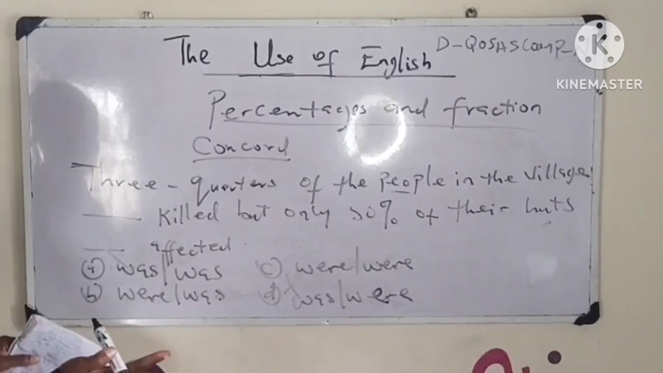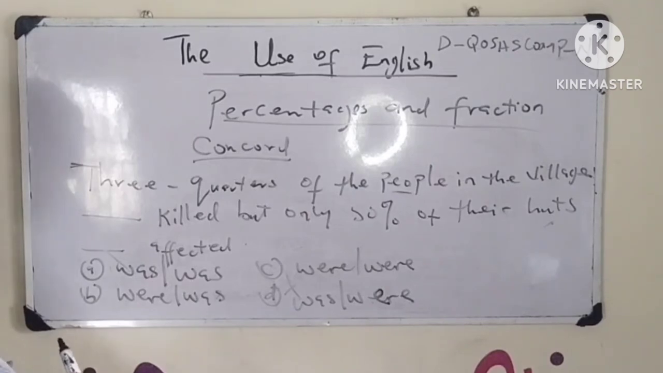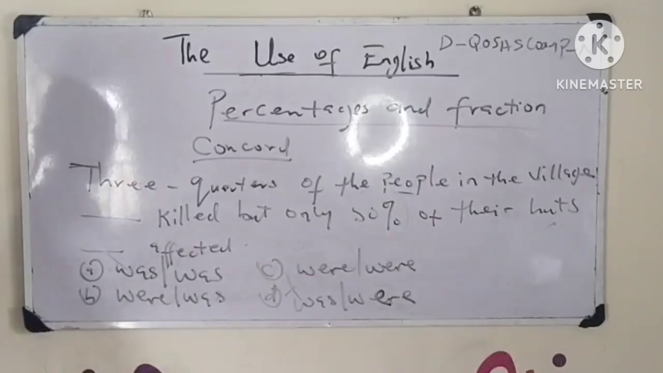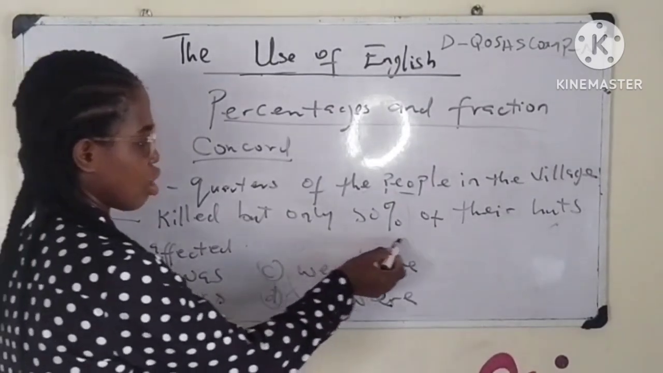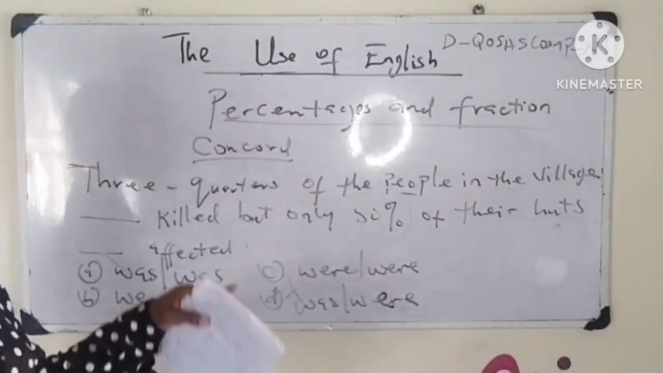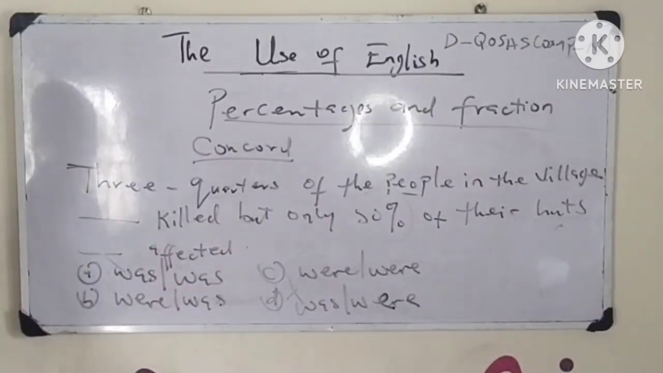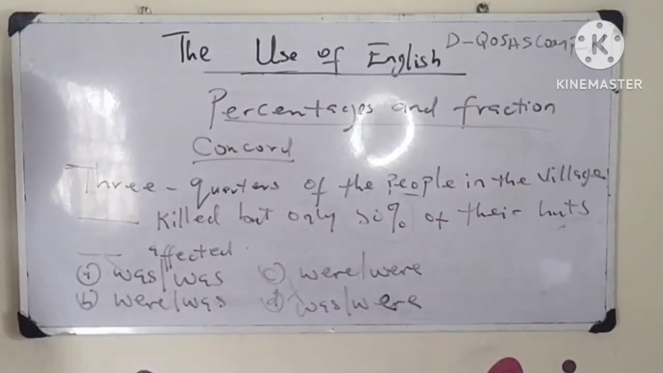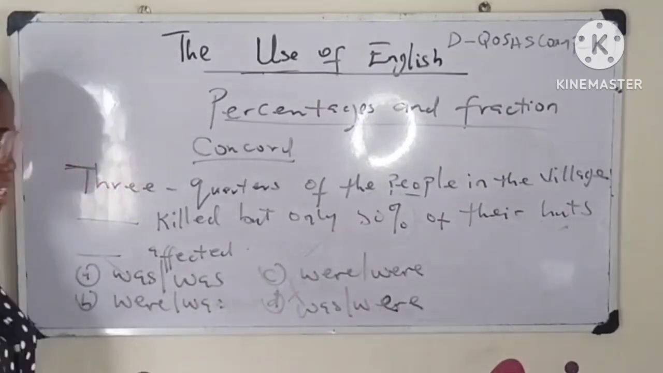Now, in the village dash killed, but only 50% of their herds dash affected. 50% of their herds, singular or plural? Plural. Herds is plural. So we are going to choose a plural verb to fill this gap. So let's see, where, was, no. So option C is the correct answer.